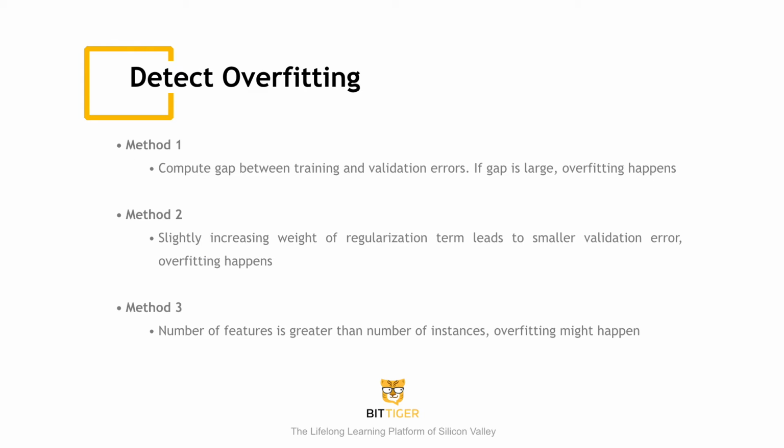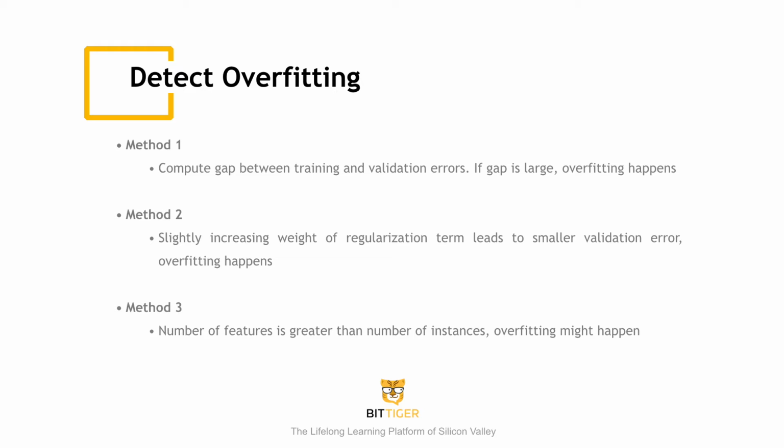Detecting overfitting of a trained machine learning model is quite straightforward. You can compute the gap between training and validation errors. If this gap is large, overfitting happens. You can also slightly increase the weight of the regularization term and check how validation error changes. If this increase leads to smaller validation error, that means overfitting happens.